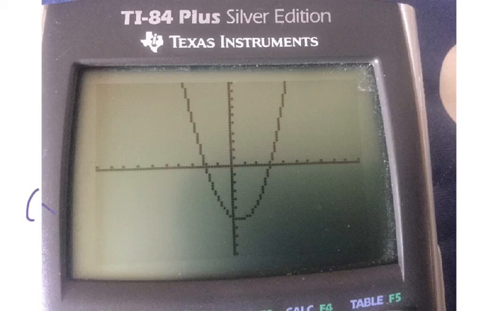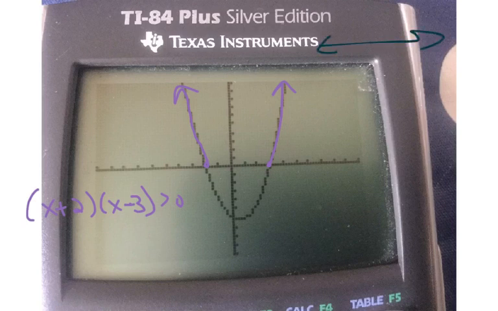Let's say instead I gave you (x plus 2)(x minus 3) is greater than 0. I would be asking you for where it was above the x-axis. So it would be above the x-axis here and here. I would have two non-connecting portions. Think about this in terms of graphing things on the number line. When we graphed things on the number line back in Algebra 1, this was called a compound inequality.